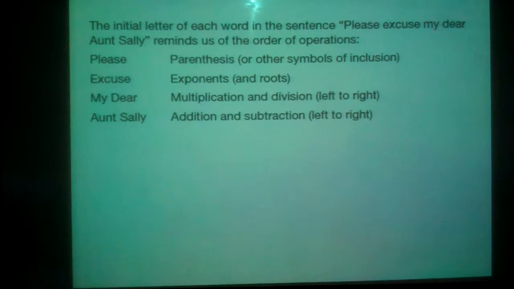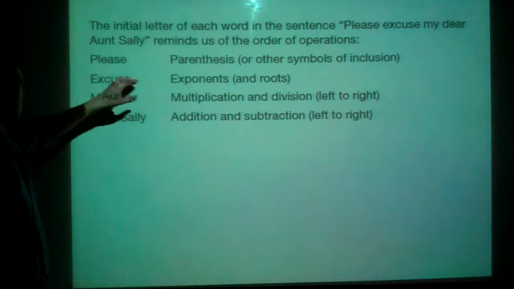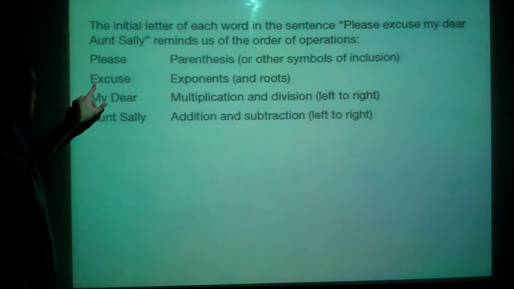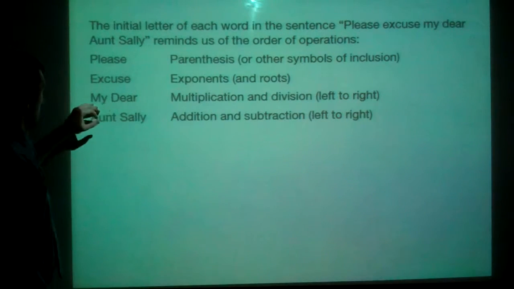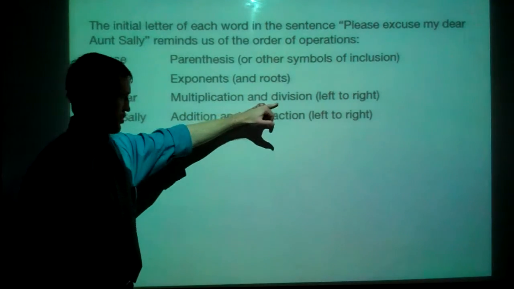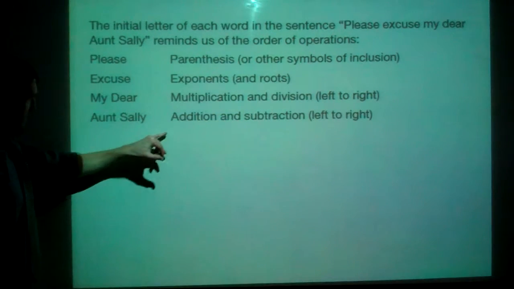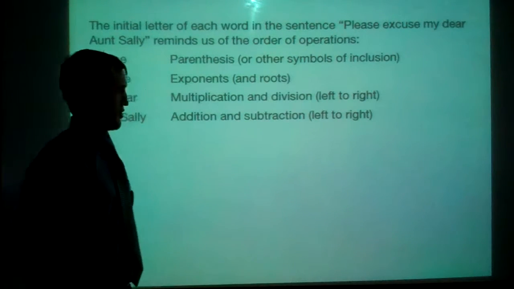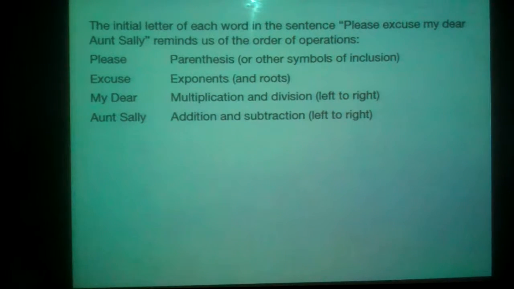Just a mnemonic device that we can use here. The initial letter of each word in the sentence, please excuse my dear Aunt Sally, reminds us of the order of operations. So, please for parentheses, excuse for exponents, my dear, multiplication and division, Aunt Sally, addition and subtraction, left to right. So it's a good way to help remember.